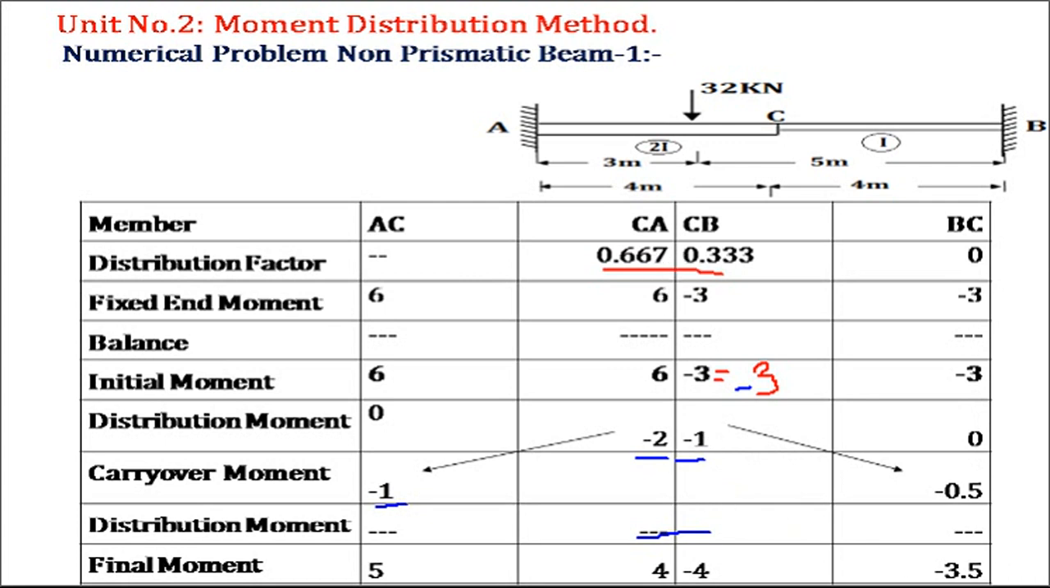If we observe at joint C, the moment in member CA is 4, moment in member CB is minus 4, and if we do the addition of this, it is coming equal to 0. That means joint C will be in equilibrium.